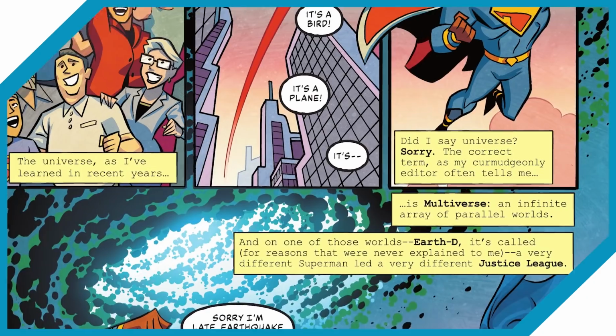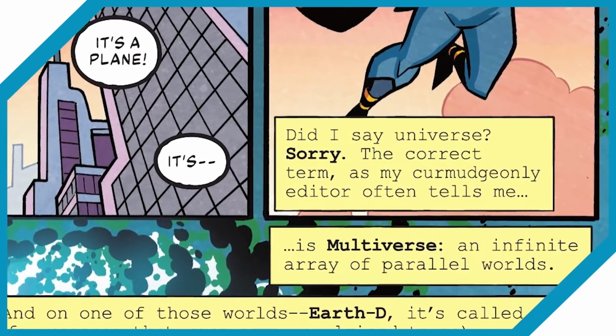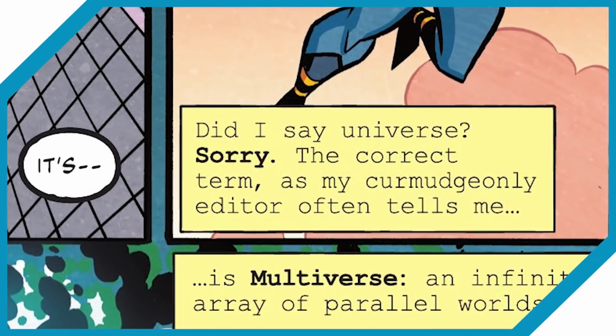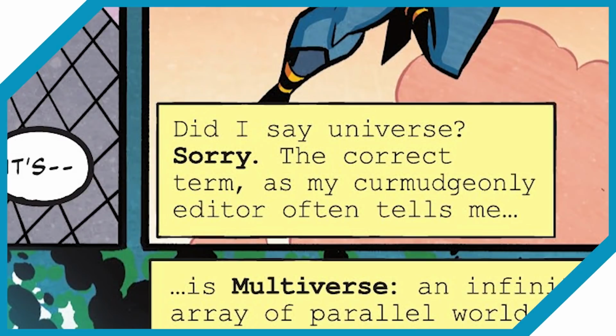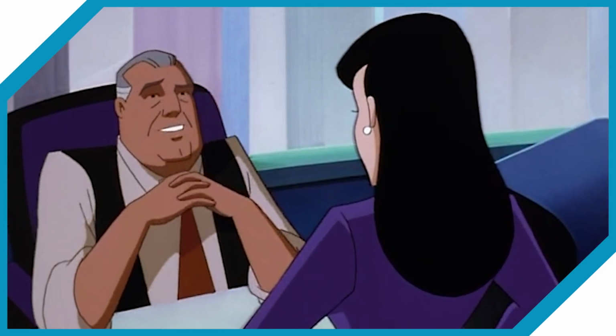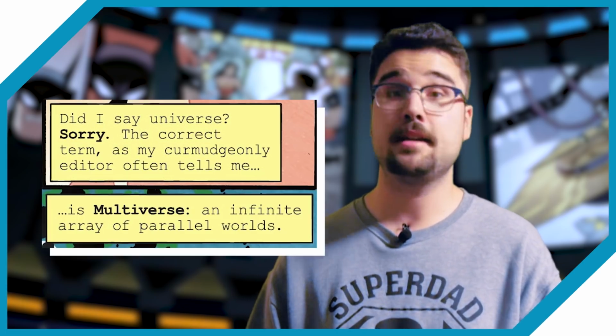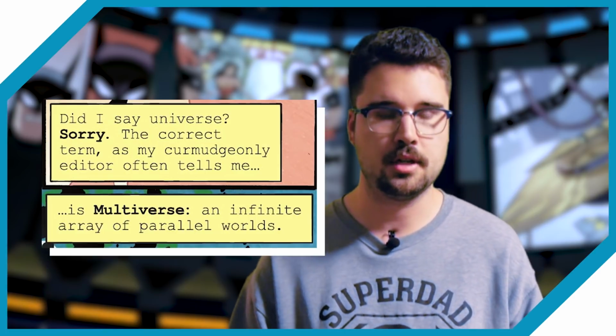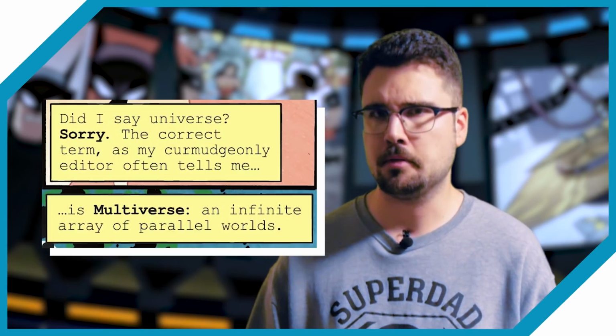What is this for? Lois Lane referring to always being told the correct term isn't universe, but multiverse by a curmudgeonly editor is likely a nod to Perry White, though how he knows multiverse from multigrain is a complete mystery to me. Either that or this line is a meta gripe from DeMatteis or James Tucker. Or both? Both.